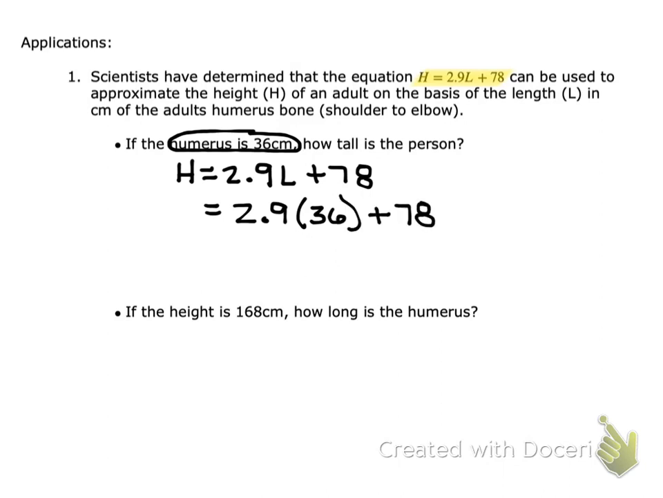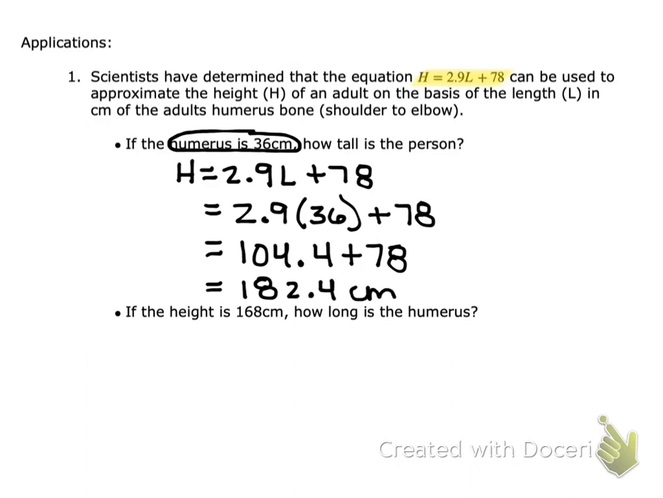For your application problems, feel free to use a calculator if you would like to, although you are welcome to practice your long multiplication skills because that will come in handy. So we would get 104.4 plus 78. So we would end up with 182.4 centimeters in height.